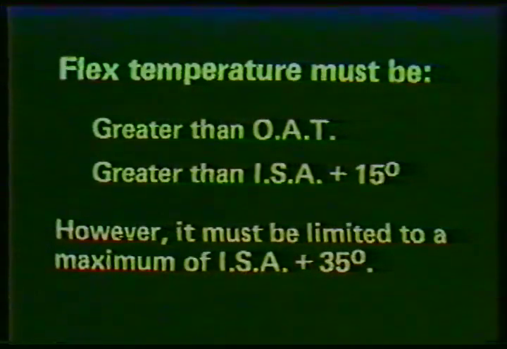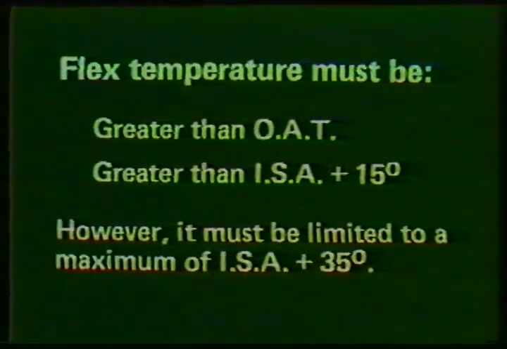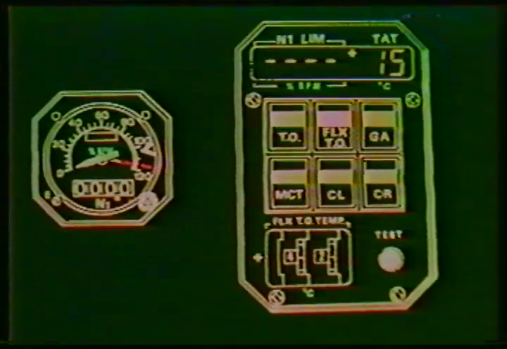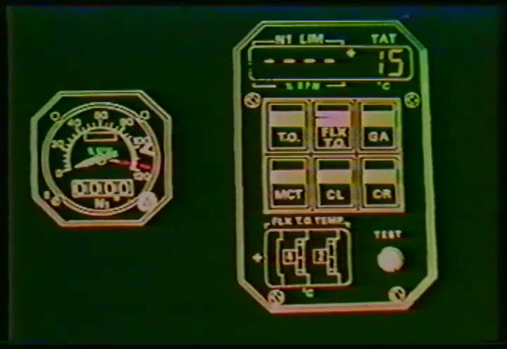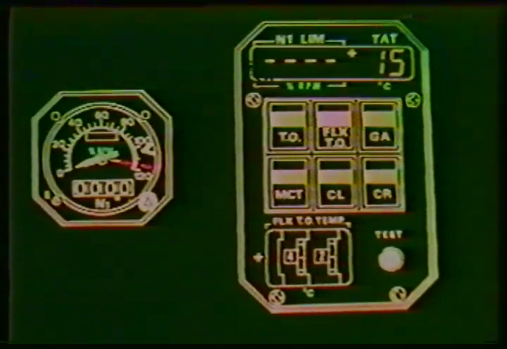The flexible takeoff selector makes it possible for a crew member to insert a fictitious temperature for a takeoff with an adapted thrust. This flexible temperature must fall within certain parameters. It must be greater than OAT. It must be greater than ISA plus 15 degrees. It must be limited to a maximum of ISA plus 35. If a flexible temperature less than or equal to the OAT is selected, then the flex readout will show all dashes.